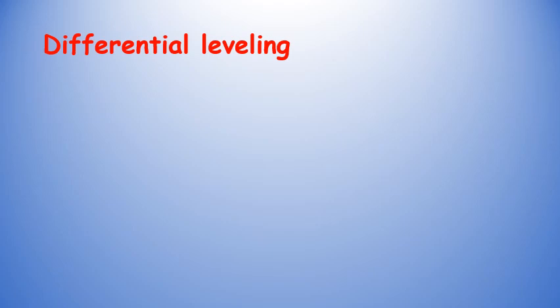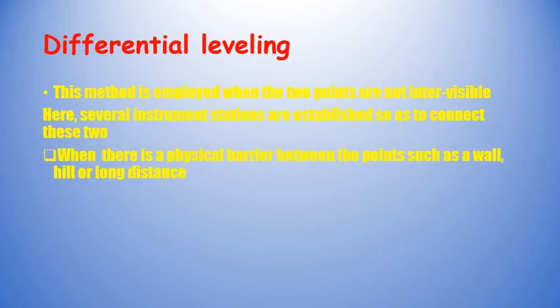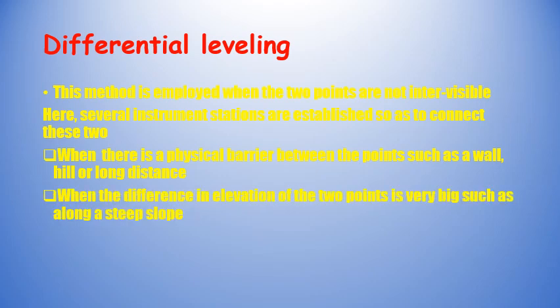Differential leveling is just a series of backsights and foresights carried out to connect one point to another. In case these two points are very far from each other, or if they have a physical barrier between them, we shall have to establish many instrument stations such that we can bypass the barrier and finally come to the point of interest.